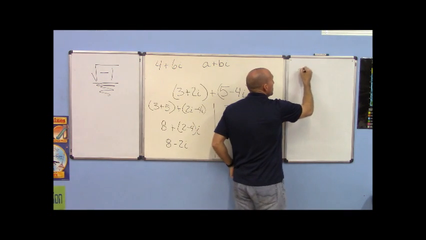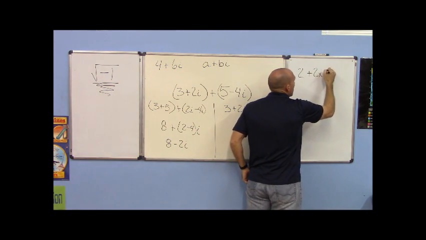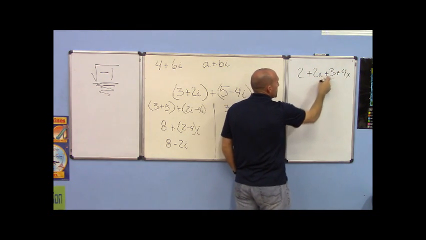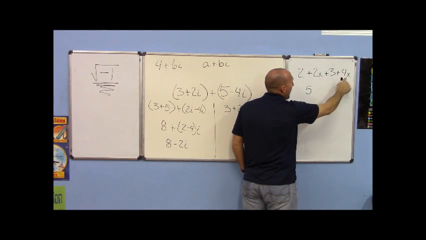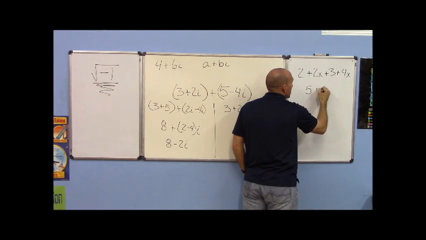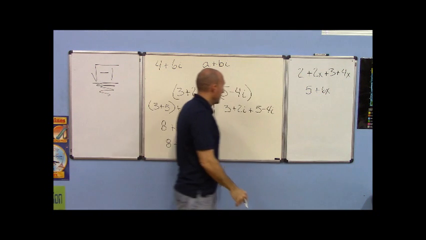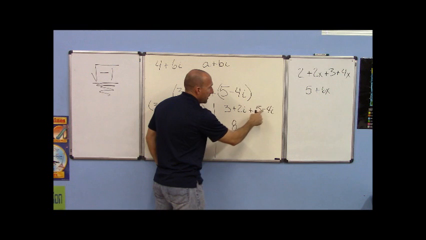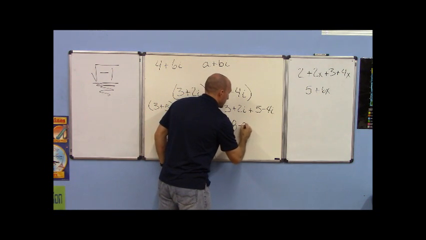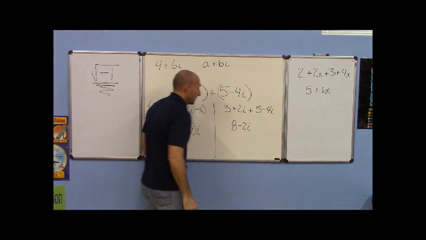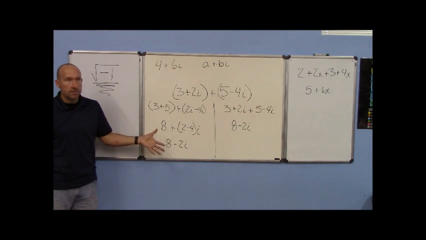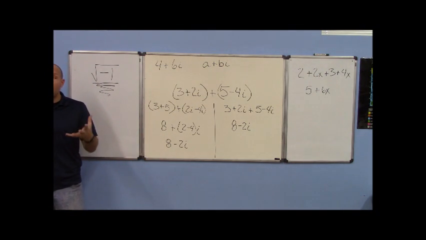It's just like if you had 2 plus 2x plus 3 plus 4x. Well, 2 plus 3 is 5, and then you can only add the x's together, so you get 6x. Same thing here, 3 plus 5 is 8, and then 2i minus 4i gives you a negative 2i. So there's really 2 steps less that you have to do to come up with the same answer. Whichever one gets you there.